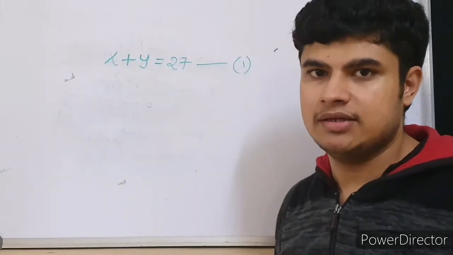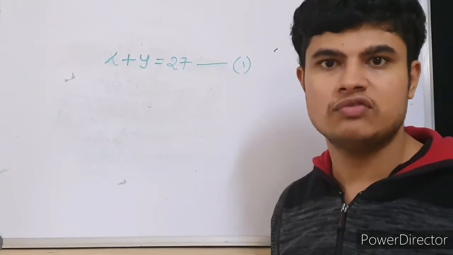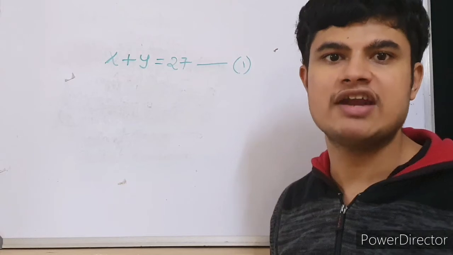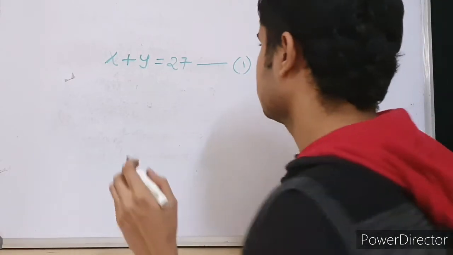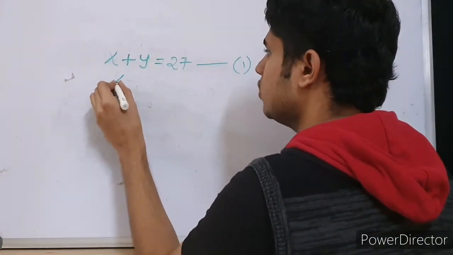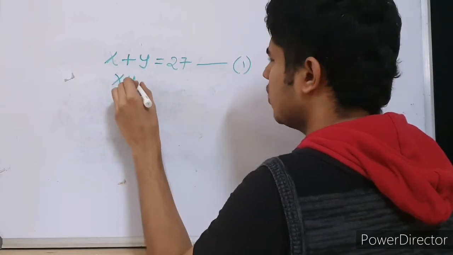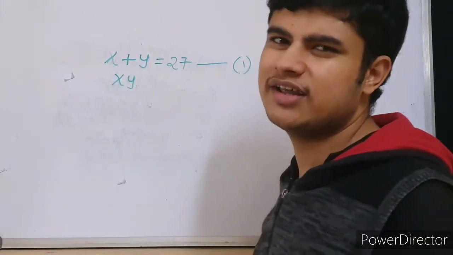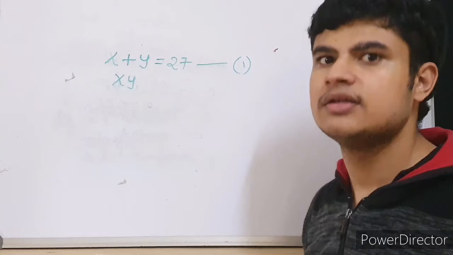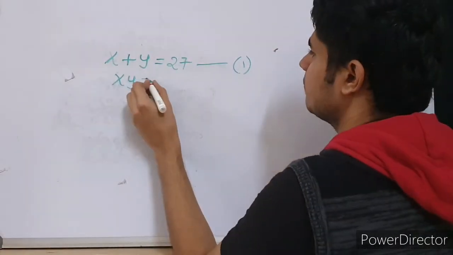Then they have given me that the product of these two numbers is 182. So again I will take the two numbers and their product. I don't know what the numbers are, so one I will denote as x, the other as y. Their product is xy = 182. I will call this equation 2.